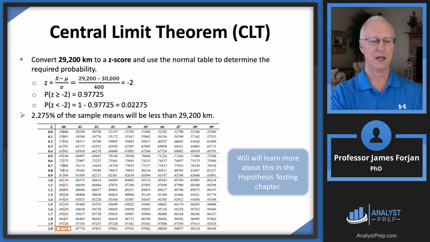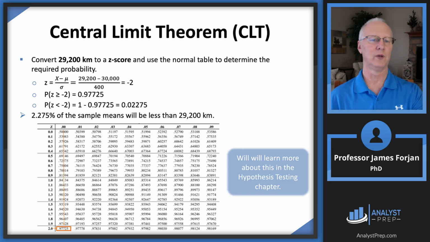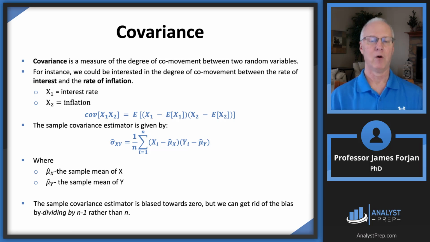Anyway, if you do all that, you see that probability is around 0.97725. Subtract that from 1, and that probability turns out to be 2.275%. So let me go back here. What's our mean? 30,000. And so the probability that we're going to experience less than 29,200 kilometers is pretty low. It's about 2.2%. Now, what we've been doing so far is taking a look at one random variable, like scores on the FRM exam or seeds inside of a grapefruit.